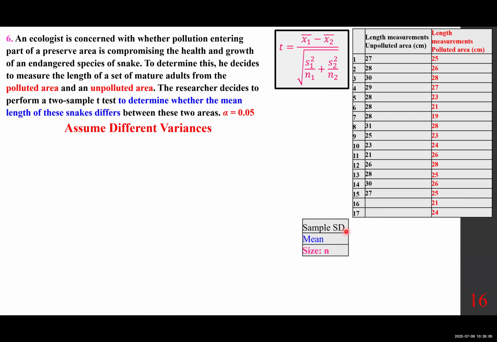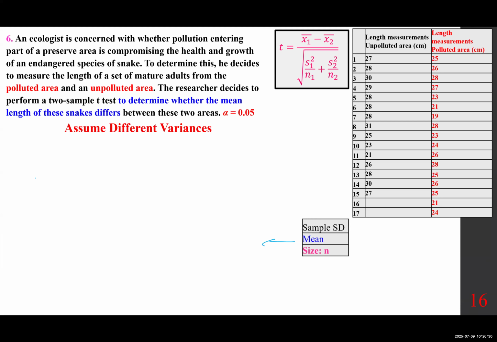So sample standard deviation, mean, sample size. And of course, n is 15 for this group, 24 for this group. So N1 is 15, N2 is 17. What is the mean? Add them up, divide by 15 for this group. This one, add them up, divide by 24. So I'm going to write the formula for each case.